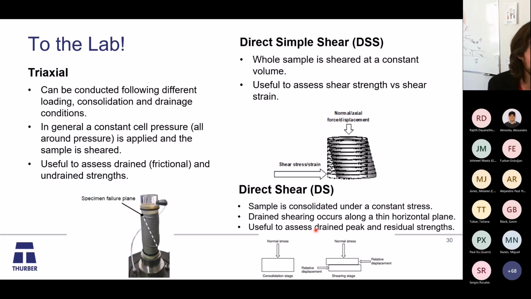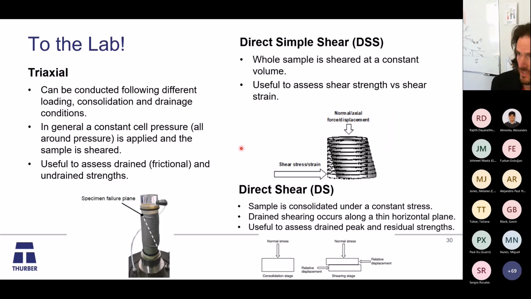Some of the more common ones are triaxial. We can conduct those following different loading, consolidation, and drainage conditions. Generally, we use a constant cell pressure, so that's the all-around pressure, and the sample is sheared. We use it to assess drained, frictional, and undrained strengths. And we get this kind of angled failure plane.